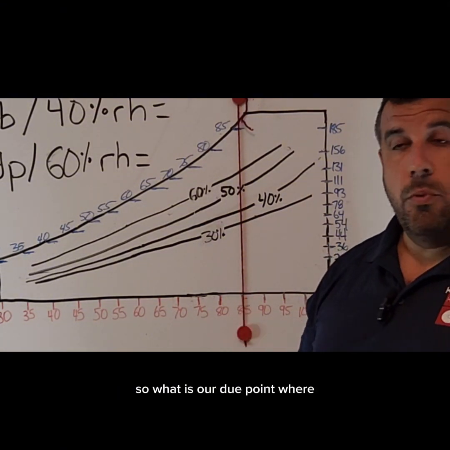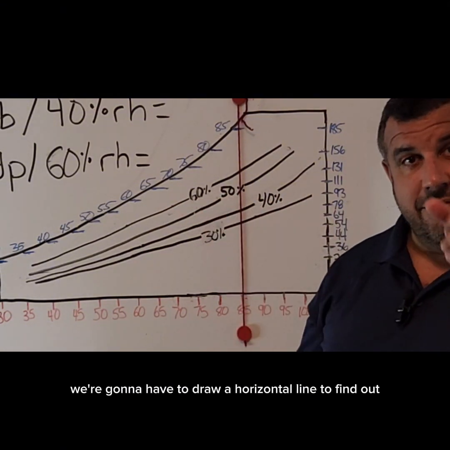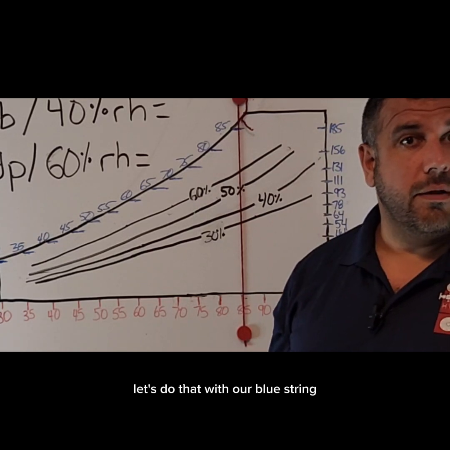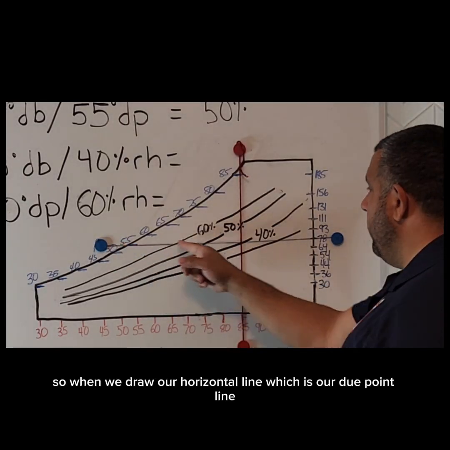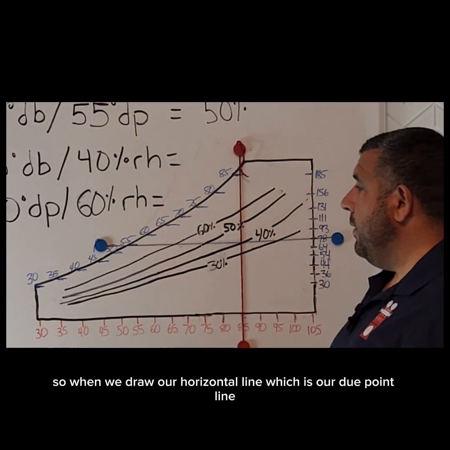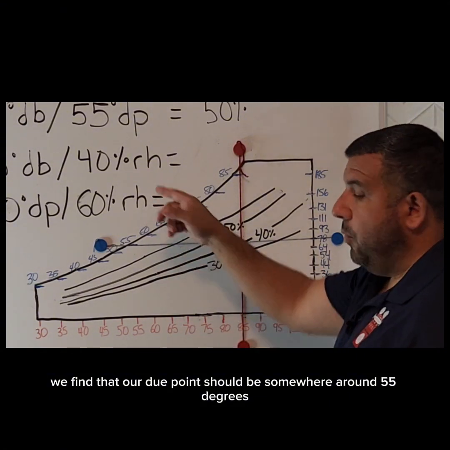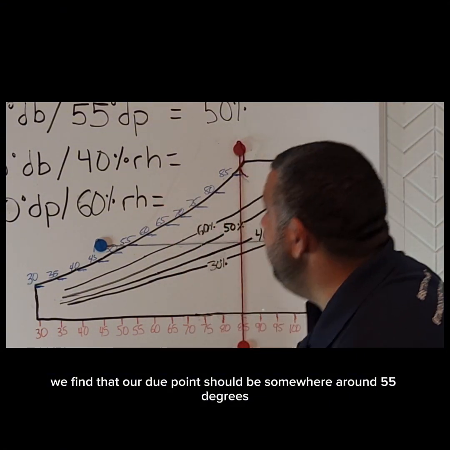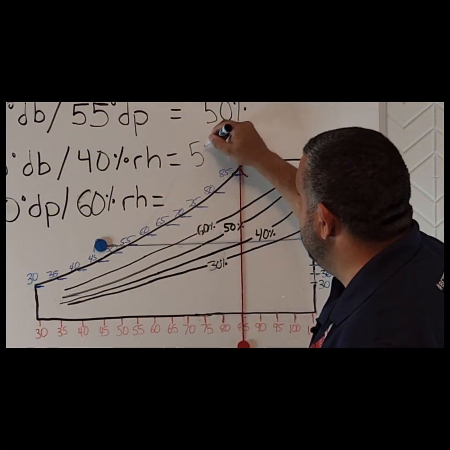So what is our dew point? Well, we're going to have to draw a horizontal line to find out. Let's do that with our blue string. So when we draw our horizontal line, which is our dew point line, we find that our dew point should be somewhere around 55 degrees.